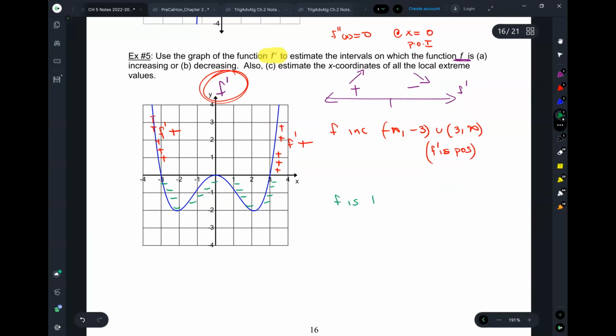So where is f negative? So f is decreasing from negative 3 to 3. Okay? So the thing is, until now, whenever we're given a graph, it was f. But now we're finally given a graph of f prime. So it looks different. Makes sense.